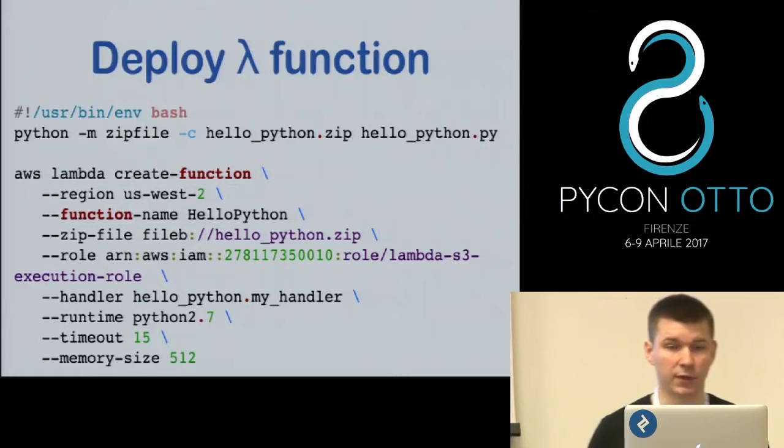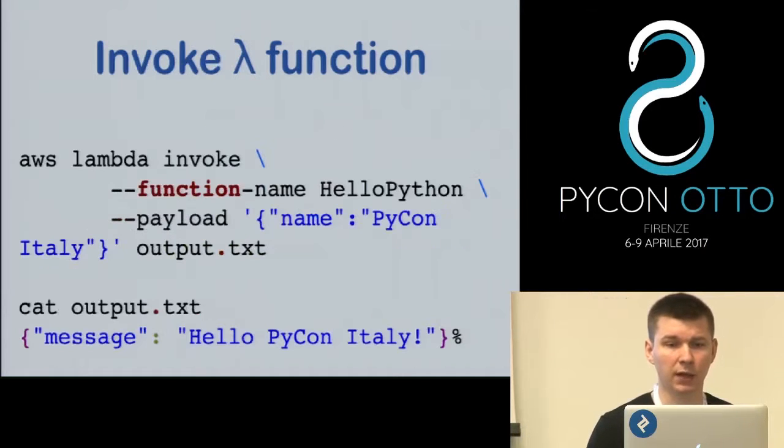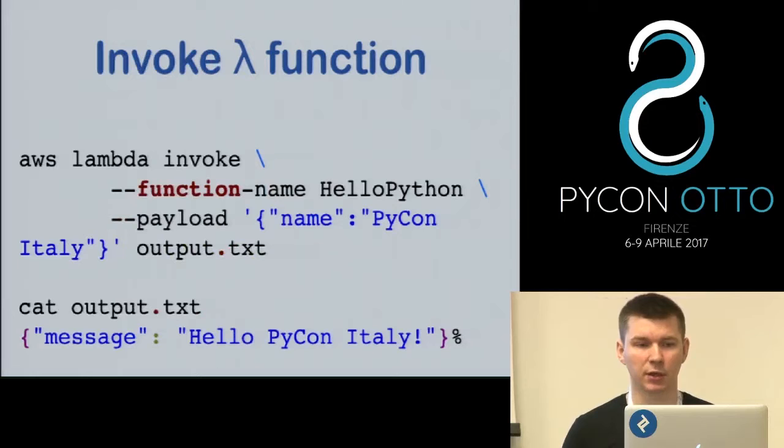It's faster for me. Okay, and how can you run this function? You can also do it manually from the UI, but I prefer bash. You can do it using the AWS command line tool. You just run invoke. It's the simplest one. You select your function name, you put the payload, and then you see that an output file is returned, and you can see that it's "Hello world by PyCon Italy."